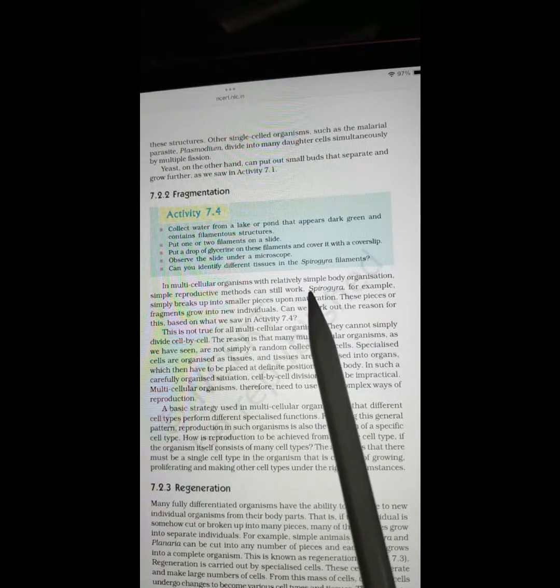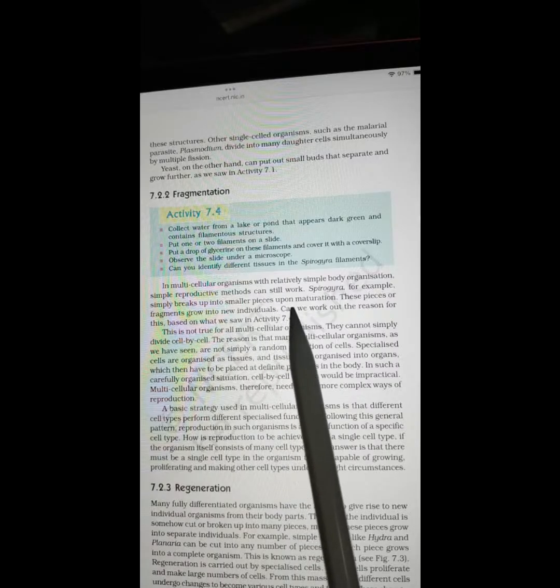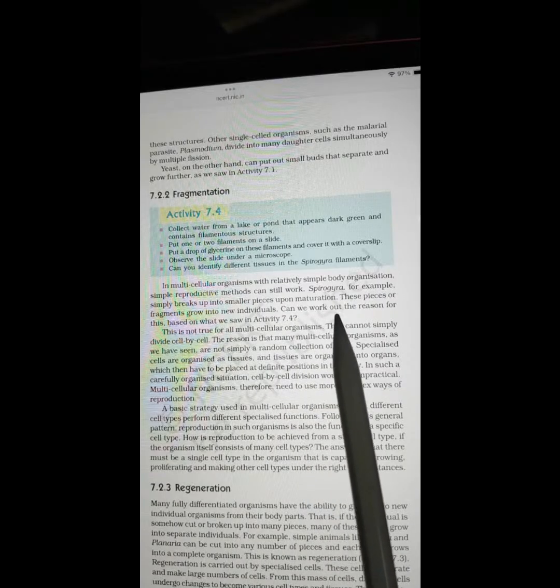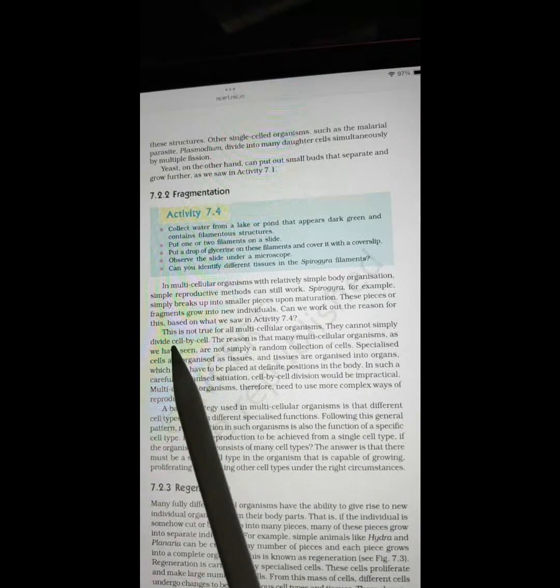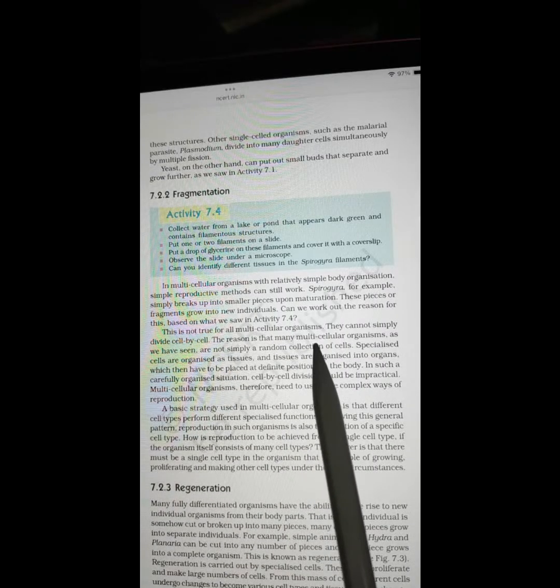In multicellular organisms with relatively simple body organization, simple reproductive methods can still work. Spirogyra, for example, simply breaks up into small pieces upon maturation. These pieces or fragments grow into new individuals. Can we work out the reason for this based on what we saw in Activity 7.4? This is not true for all multicellular organisms.